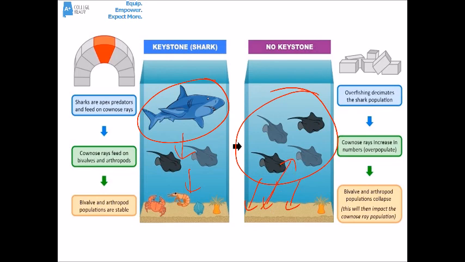It's called a keystone species. A keystone is the stone at the top of an arch that essentially holds the arch together. So if that keystone is removed, the arch falls. If a keystone species is removed from a food chain or an environment, it falls apart.